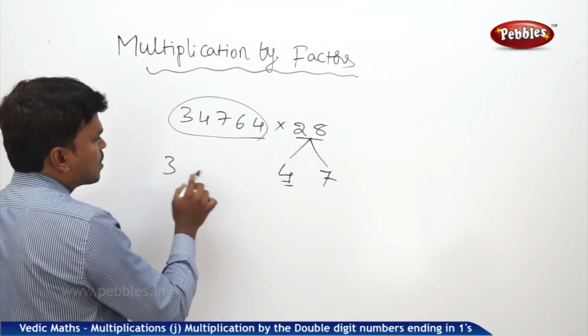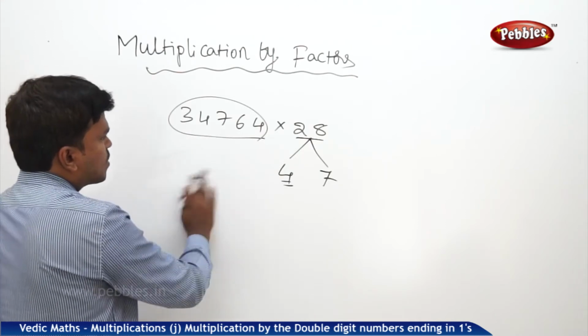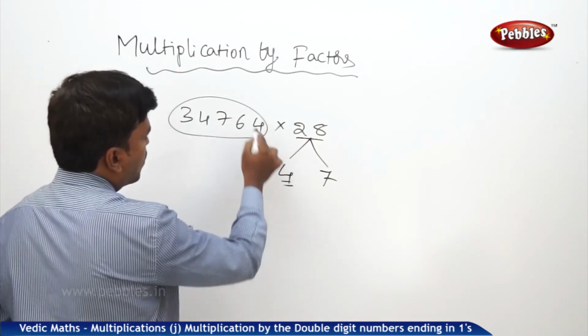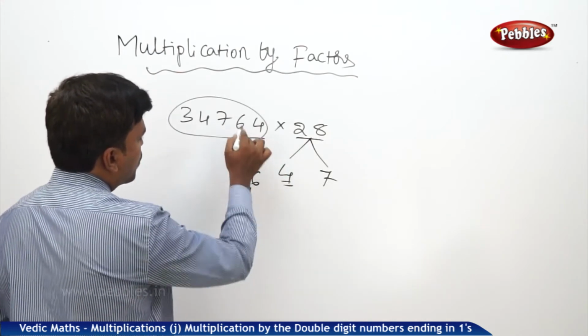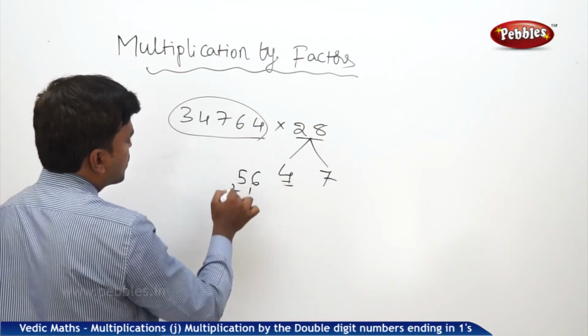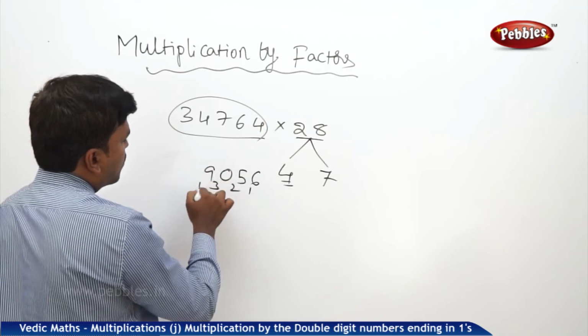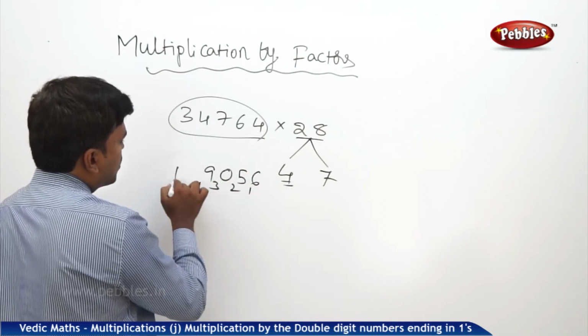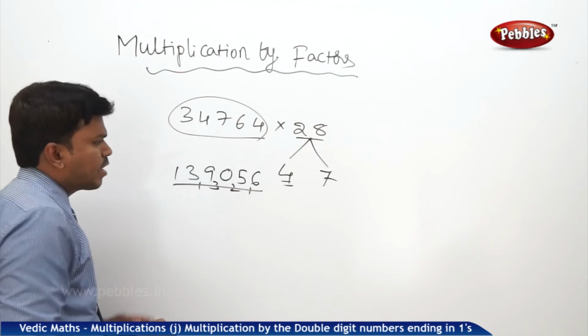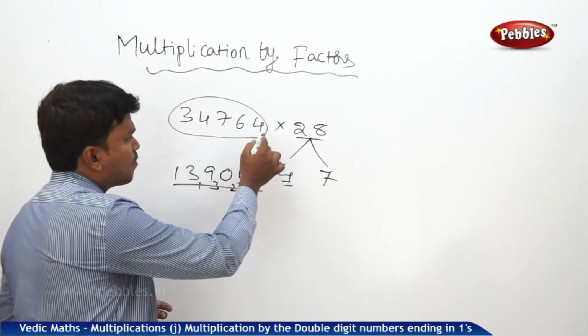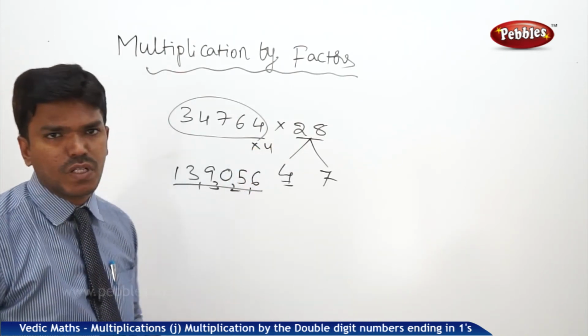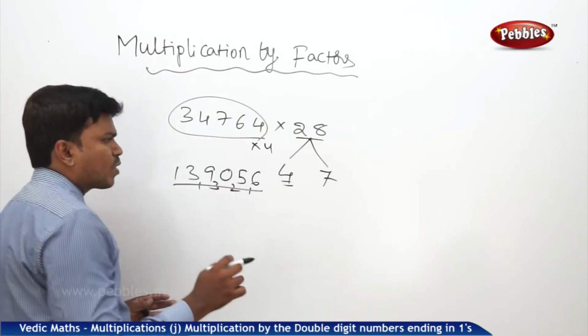So what is the balancing technique? We already know. Okay, so 4 4s are 16, 1 carry, 24 plus 1, 25, 2 carry, 28 plus 2, 30, 3 carry, 16 plus 3, 19, 1 carry, 12 plus 1, 13. So your answer is 139056 if you multiply this number by 4. Yes or no? Right? So one more time explaining.